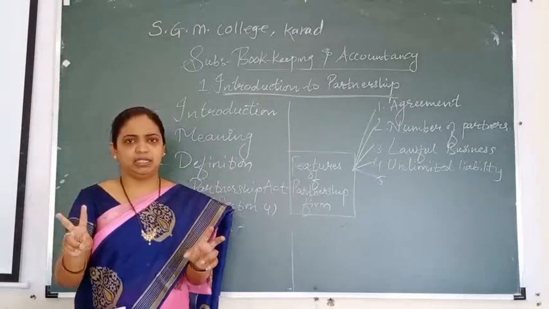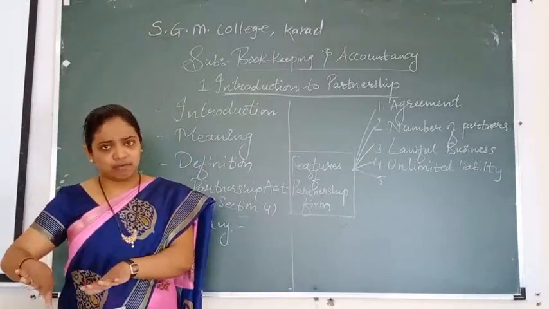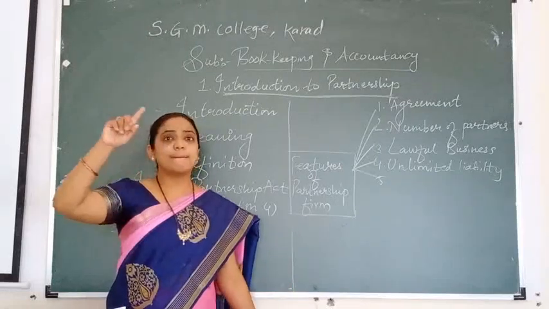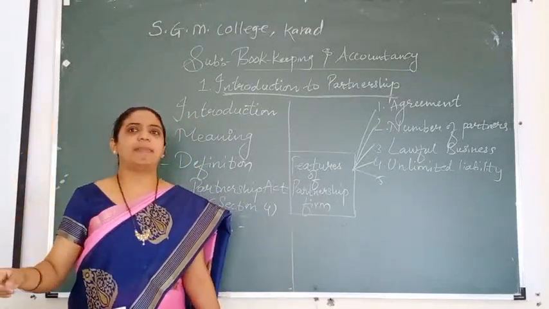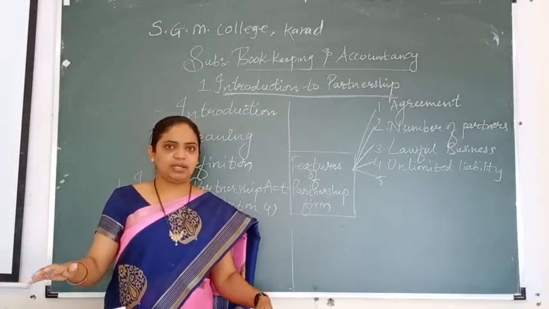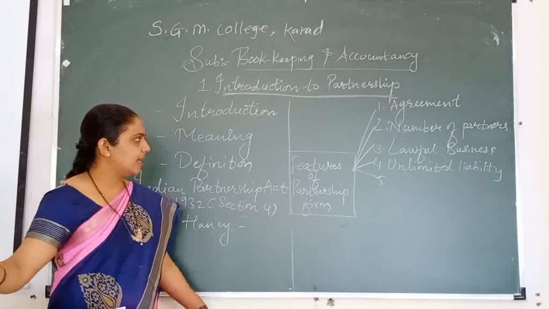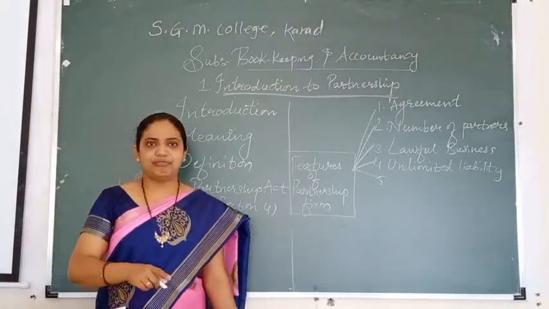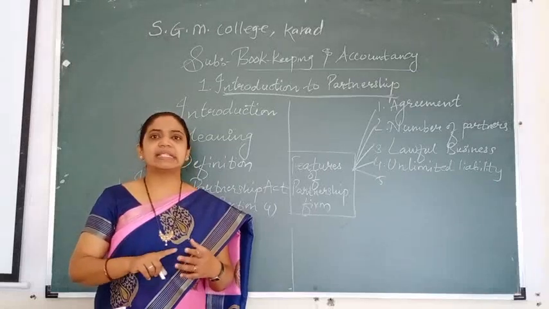If from the two partners, one partner becomes insolvent and the other partner is solvent, then the solvent partner has to pay the liability of the insolvent partner. This truly means unlimited liability. Okay, understood everyone? So that is about unlimited liability. The liability of the partner in the partnership firm is unlimited, joint, several.